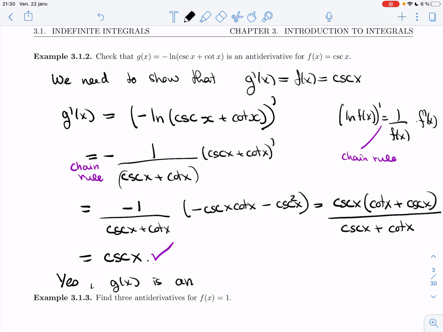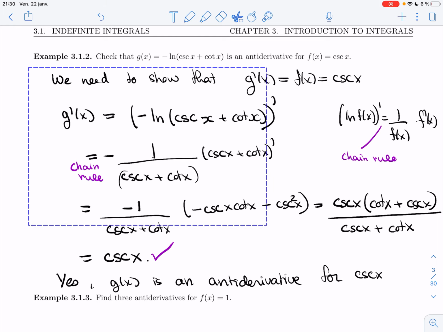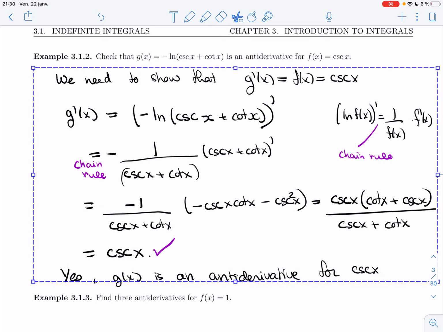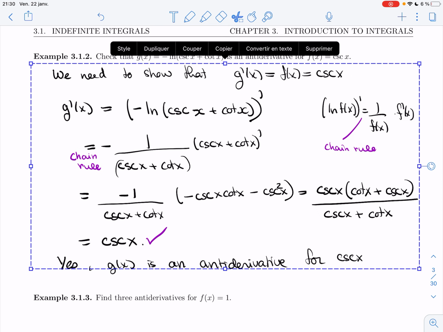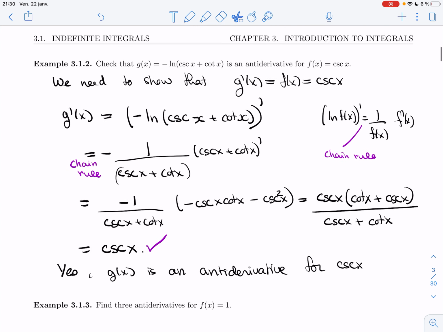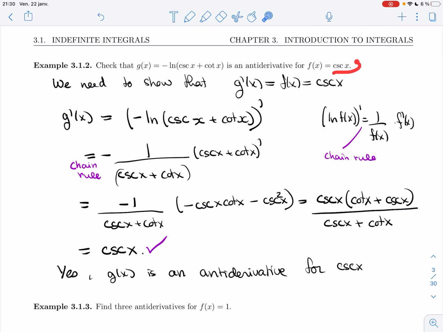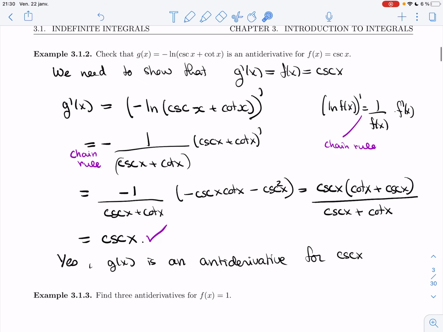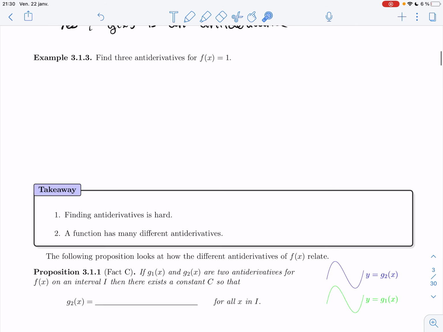I showed that this big mess was an antiderivative for cosecant of x. In fact, we'll see in a couple of classes maybe, and a bunch of videos, that the integral of cosecant will be something like this, and this is where it comes from. All right, let's do the next example.